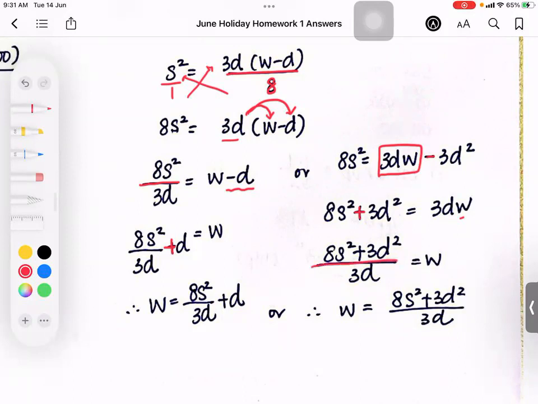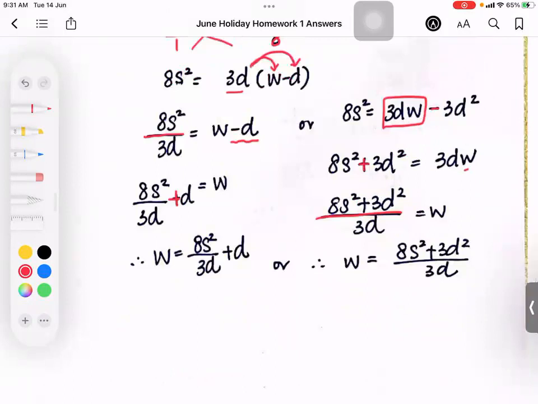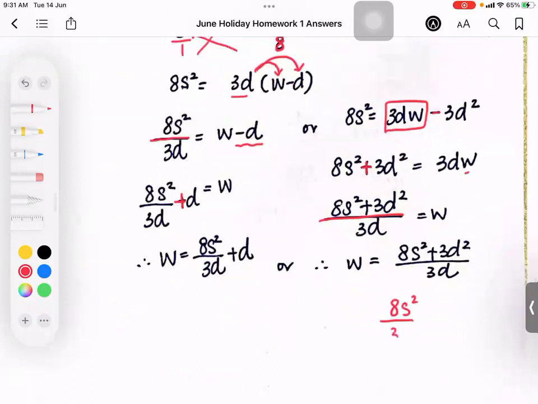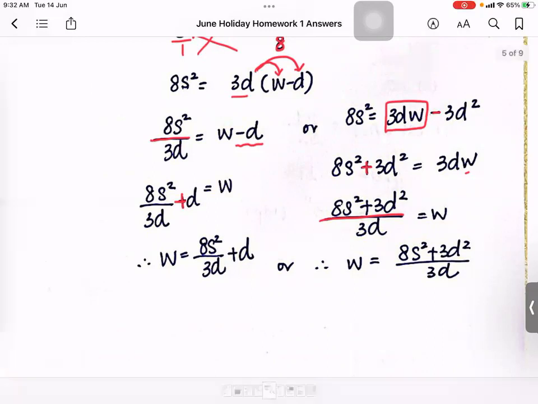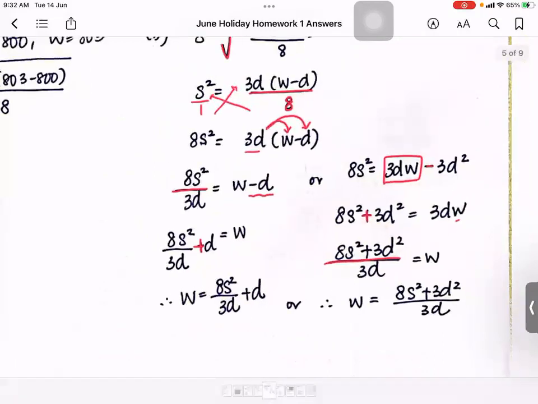Actually the two answers are the same. If I take 8s squared over 3D plus 3D squared over 3D, cancel away, I'm left with just D on its own as well. Some of you may change to different sides and get a negative sign. It doesn't matter as long as your method and procedure are correct. Or if not sure, you can just take a picture and show me your answer. I can double check your answers for you. Any problem with this question?